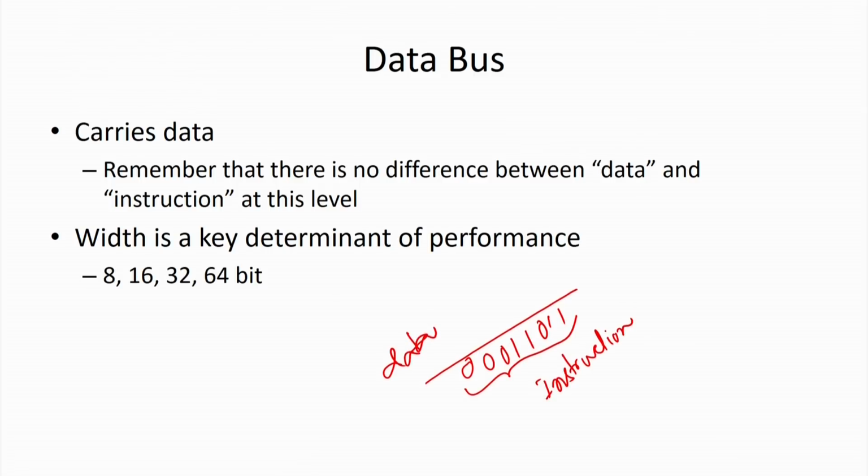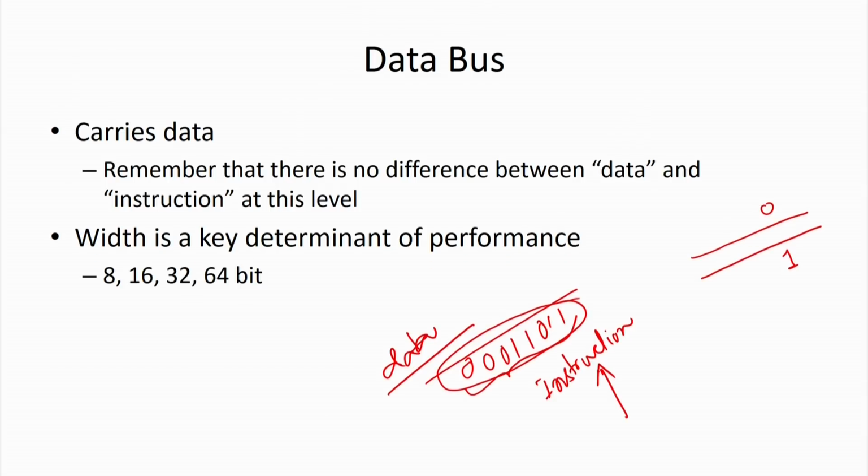So, when we are transferring information from one point to another, or from one device to another, at that point, at the signal level, we do not have any distinction between data and instruction. All are at the bit level, either 0 or 1. In some signal lines we are transferring 0, and in some signal lines we are transferring 1. But when we interpret it, at that time we see whether we have to treat this particular information as an instruction or as data for an instruction. And width is a key determinant factor for the performance.